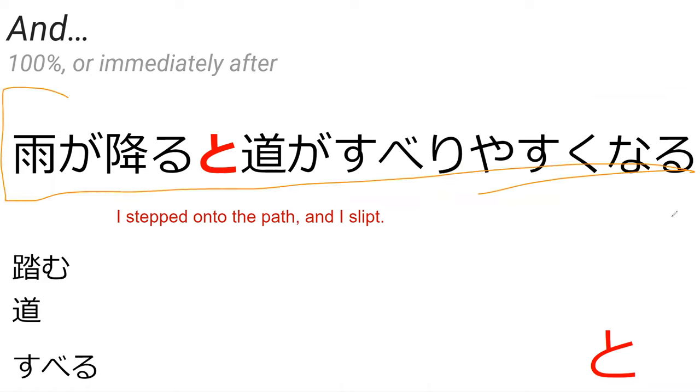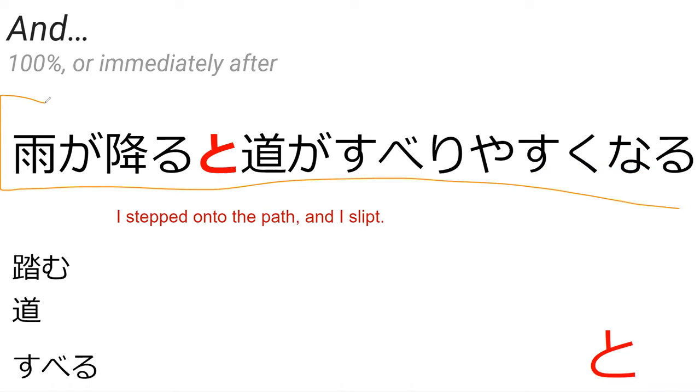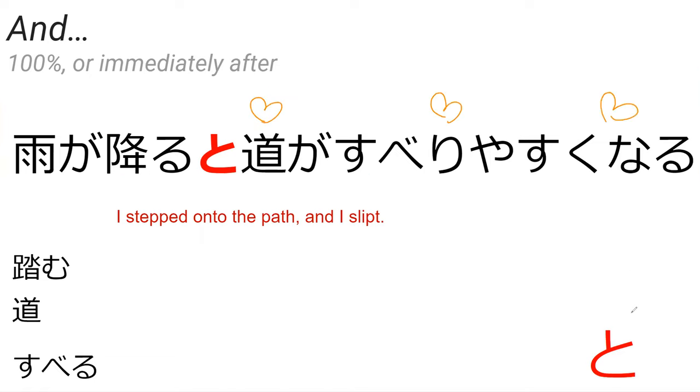That is correct. So let's go read this sentence from the book. Ame ga furu to. This means path. Michi ga suberi yasuku naru. So right here, our new grammar here is this to. To occurs when something occurs right afterwards with some kind of 100% certainty, basically. It's some kind of law.